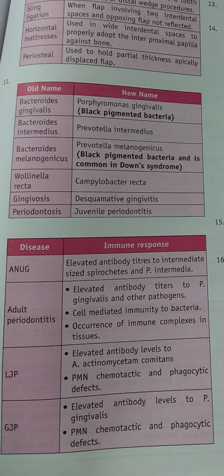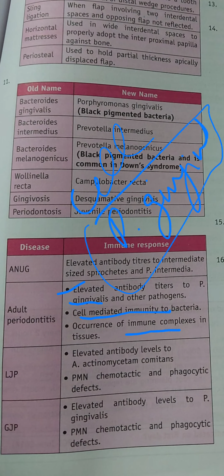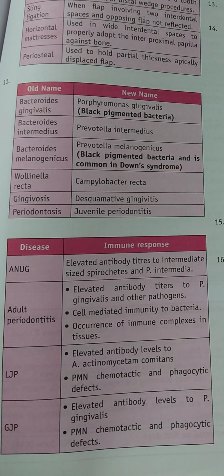In adult periodontitis, there are elevated antibody titers to P. gingivalis and other pathogens, cell-mediated immunity to bacteria, and occurrence of immune complexes in tissues. So the person is going to have immune complexes, cell-mediated immunity, and elevated antibody titers against P. gingivalis. This is a very important thing you need to know: in adult periodontitis, antibodies against P. gingivalis are seen. So you need to mark all these important things, that is P. gingivalis as well as cell-mediated immunity.